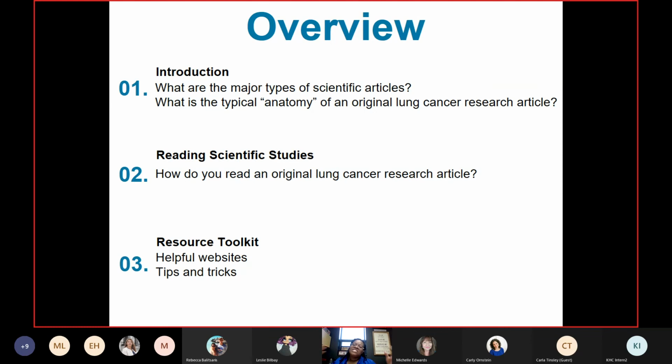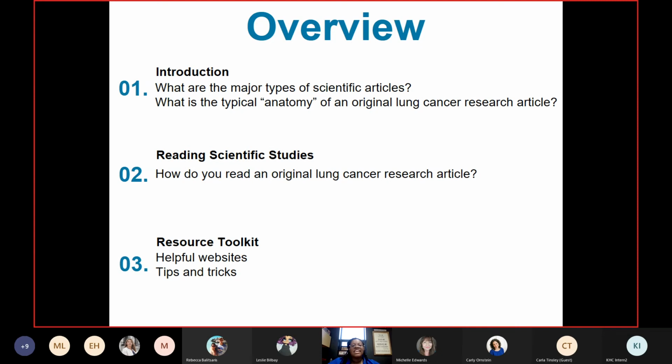Today's talk briefly has 3 sections. We're going to spend some time at the introduction talking about the types of scientific articles. I think we take for granted that everyone knows exactly what a research study is and what its components are. Then we're going to do a little bit of anatomy, talking about a particular type of research article: original lung cancer research.